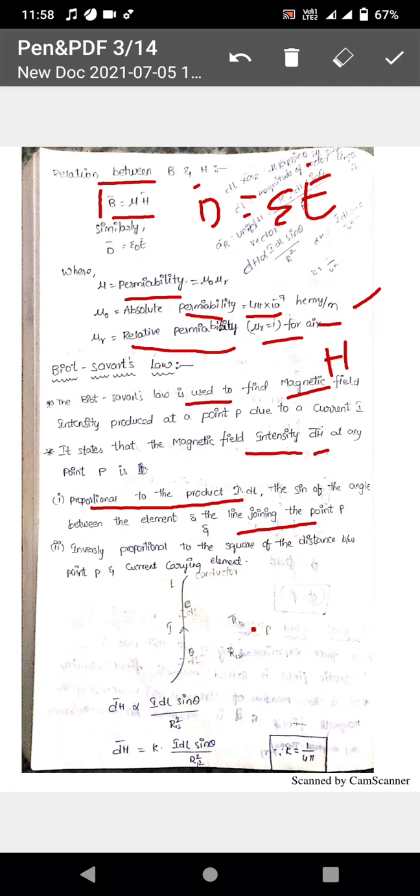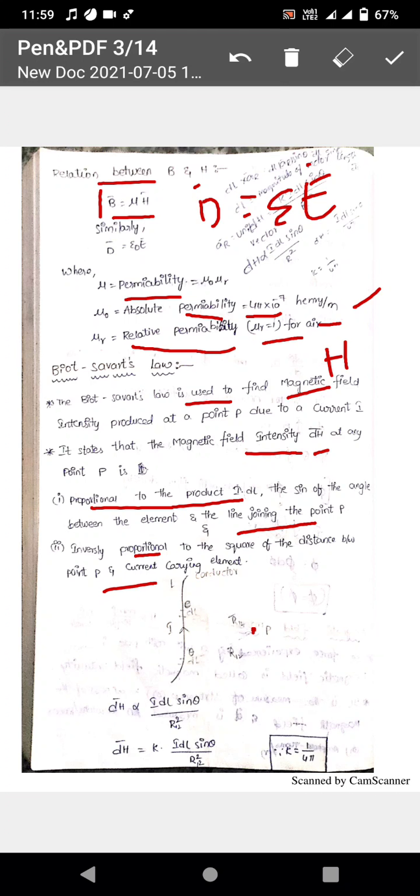The Biot-Savart's Law states that, once again we have to remember Biot-Savart's Law, magnetic field intensity H bar or dH bar at any point is proportional to the product of I dl sin theta, the angle between the point P and the current flowing through the conductor and differential length dl, and inversely proportional to the square of the distance between the point P and the current carrying element.